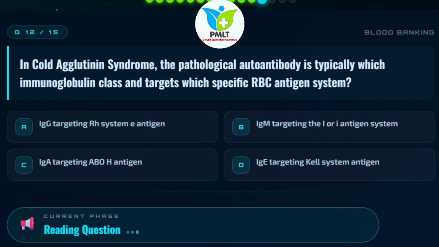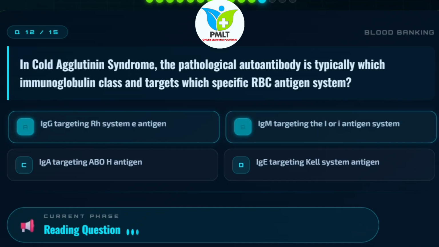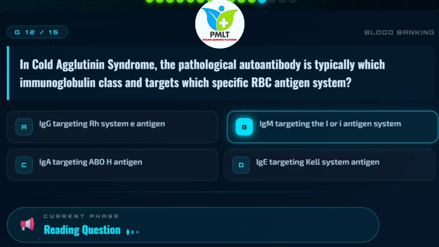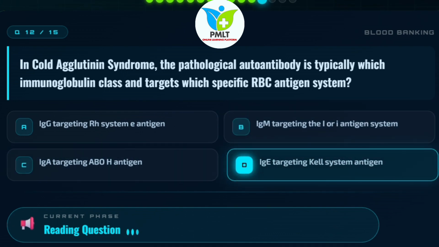In cold agglutinin syndrome, the pathological autoantibody is typically which immunoglobulin class and targets which specific RBC antigen system? A. IgG targeting Rh system E antigen. B. IgM targeting the I or i antigen system. C. IgA targeting ABO H antigen. D. IgE targeting KEL system antigen.